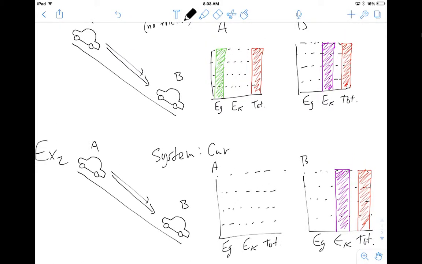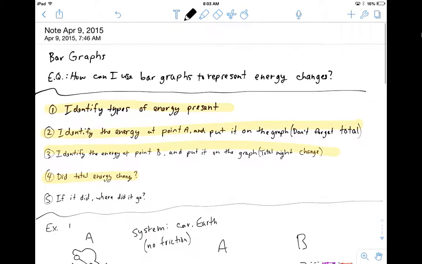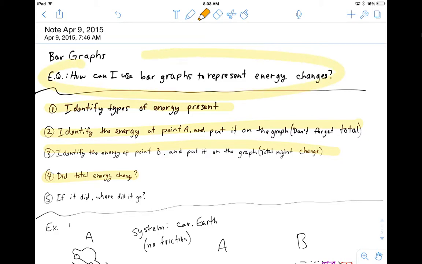Go ahead and pick up the worksheet now. Oh, don't forget to answer the essential question. So go down to the bottom, write your summary, and answer your essential question. All right, nice job, guys.